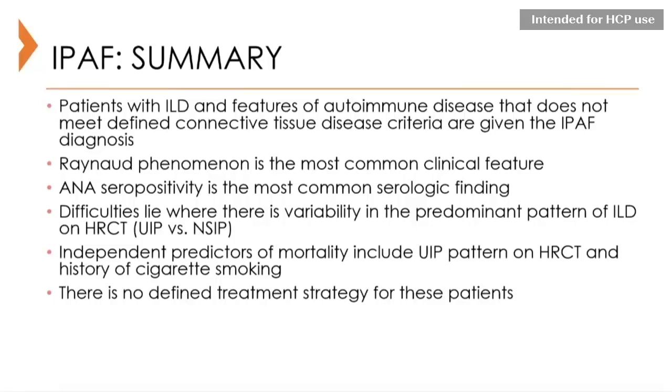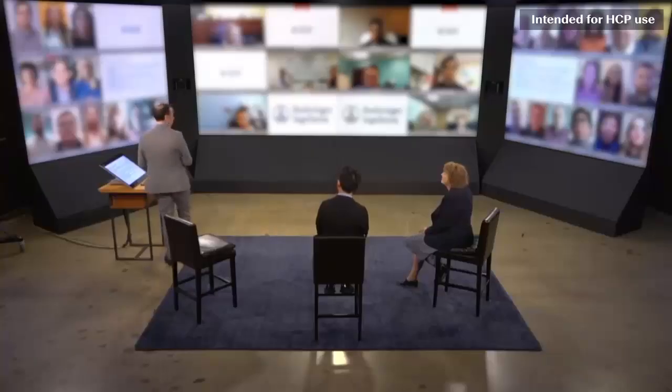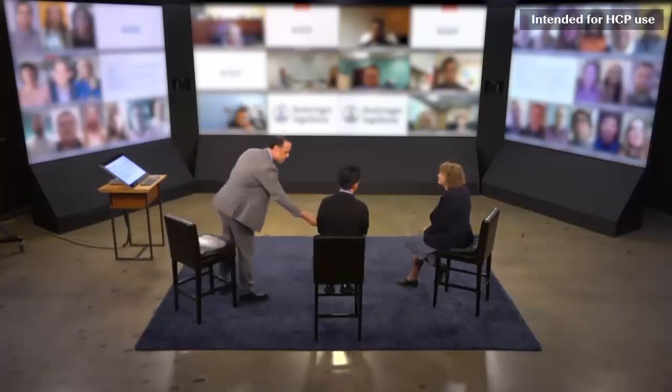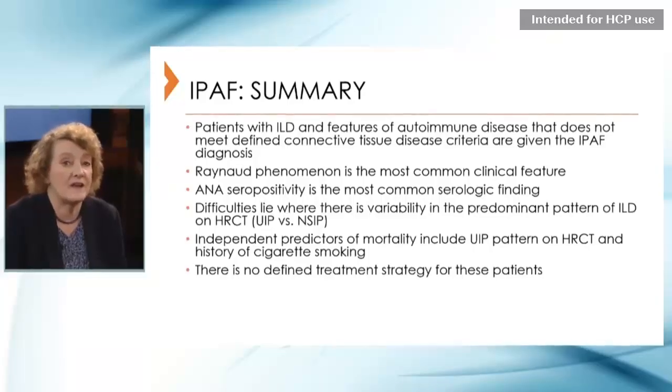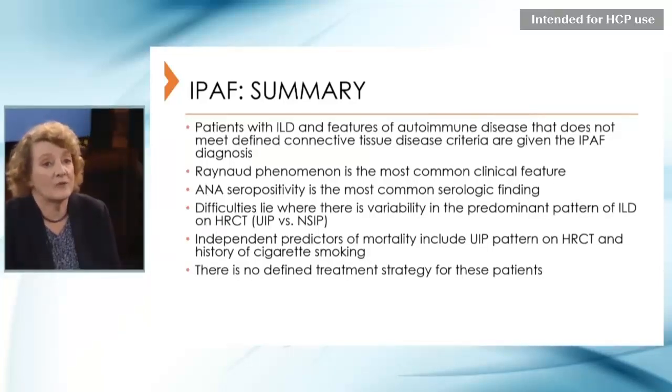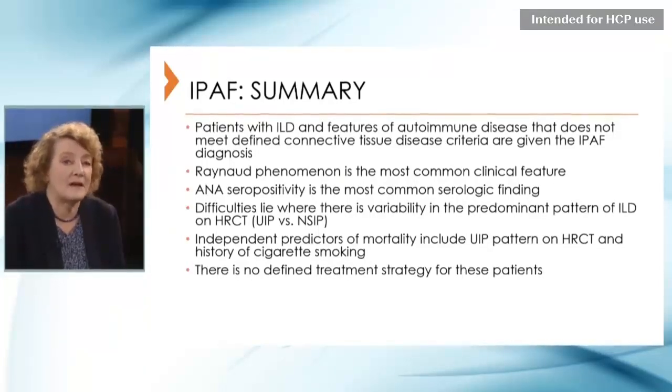So now I'll turn it over to Virginia for a summary of IPAF. So patients with ILD and features of autoimmune disease that do not meet criteria for a connective tissue disease are the ones that are given the IPAF diagnosis. Raynaud's is the most common clinical feature, and ANA positivity with that immunofluorescent ANA is the most common serologic. The difficulties lie when there's variability in the predominant pattern of the ILD on HRCT, whether it's UIP or the NSIP. These are all just very challenging patients.